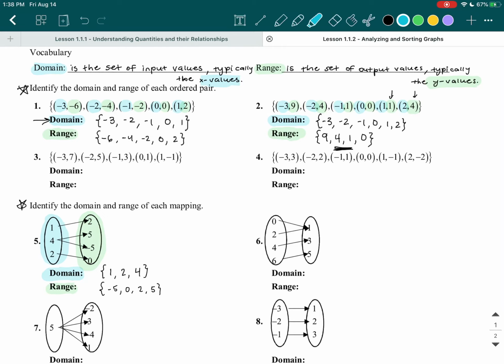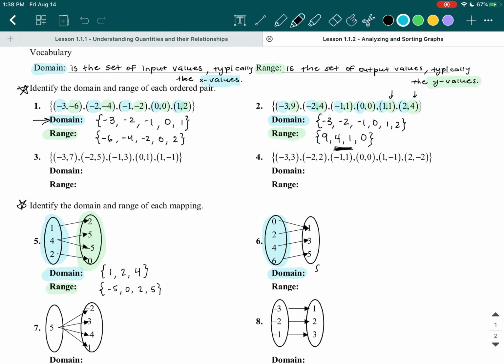Okay, let's try number 6 on your own. So pause the video. We're gonna pause the video. All right, unpause. So number 6, let's see if you guys got it right. So remember, domain is where your arrows come from. It's the input. So let's see, where are all the arrows starting from? This side. So all of this side is our domain.